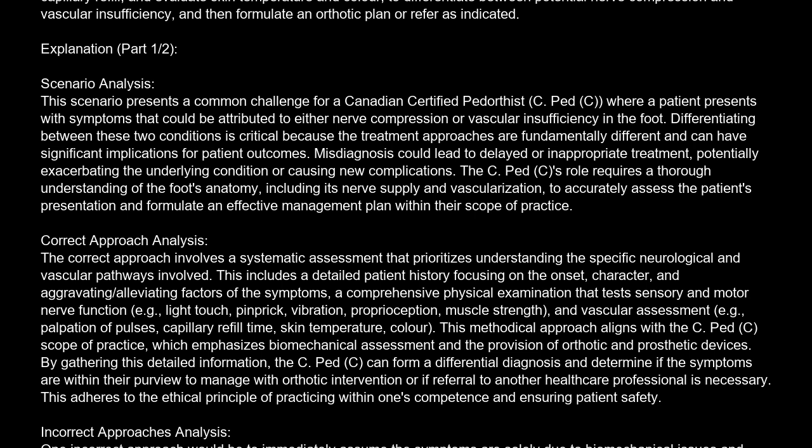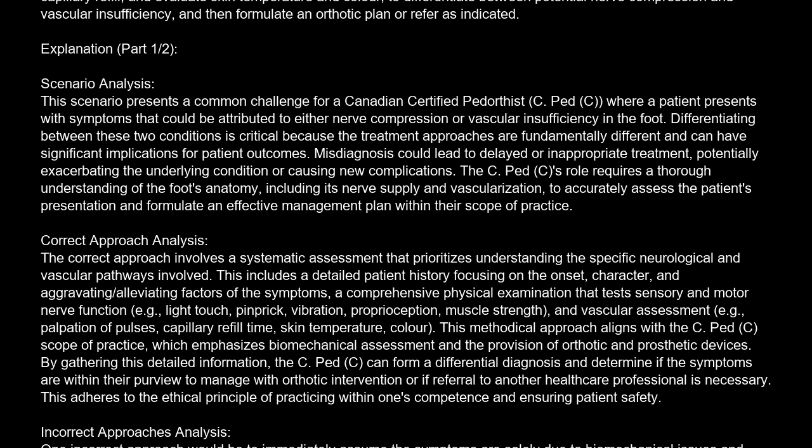with symptoms that could be attributed to either nerve compression or vascular insufficiency in the foot. Differentiating between these two conditions is critical because the treatment approaches are fundamentally different and can have significant implications for patient outcomes. Misdiagnosis could lead to delayed or inappropriate treatment, potentially exacerbating the underlying condition or causing new complications. The CPed(C)'s role requires a thorough understanding of the foot's anatomy, including its nerve supply and vascularization, to accurately assess the patient's presentation and formulate an effective management plan within their scope of practice.